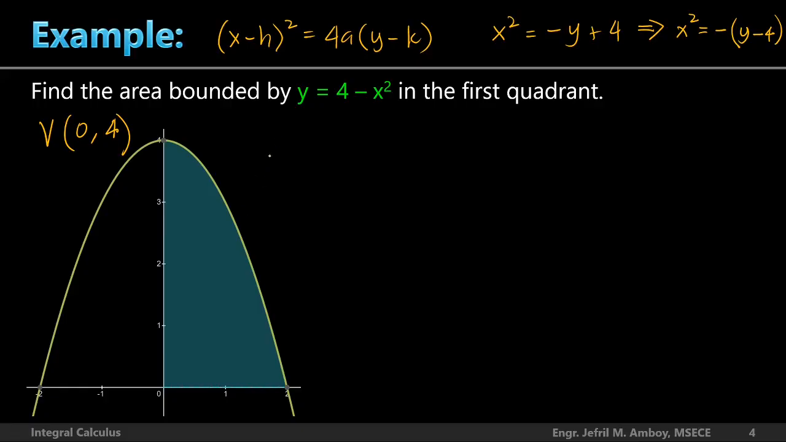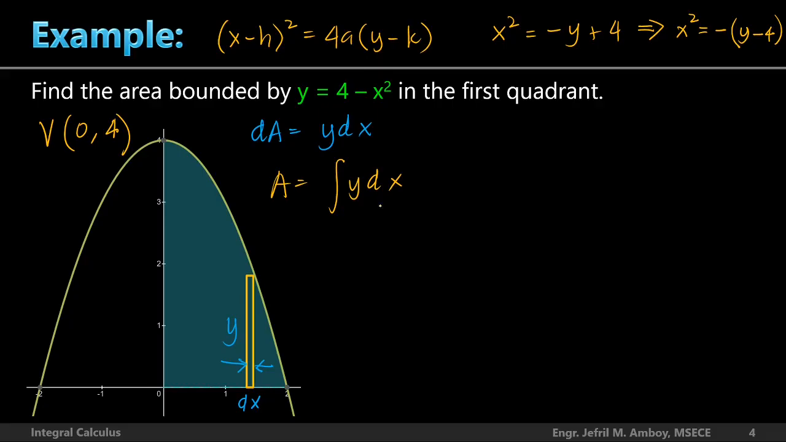To solve the problem, we need to use a differential area element, and for this problem we can use a vertical differential area. Let's label the differential area. Its length can be represented as y, and its thickness can be represented as dx. So the differential area dA is equal to y dx. To get the area of the entire shaded region, we need to integrate both sides of the equation. So the area is equal to the integral of y dx.